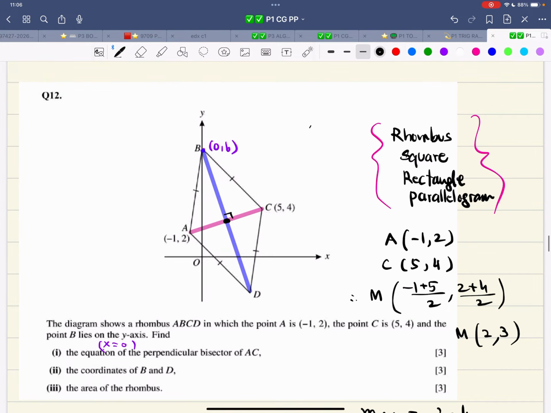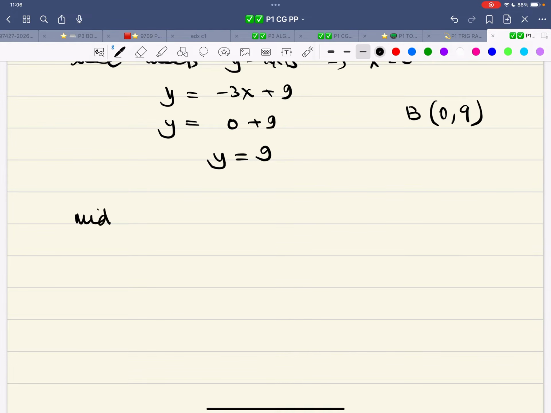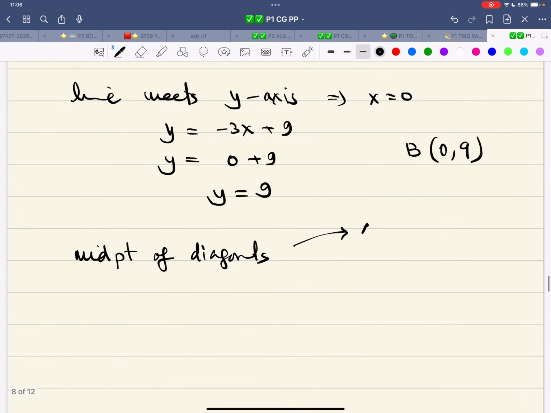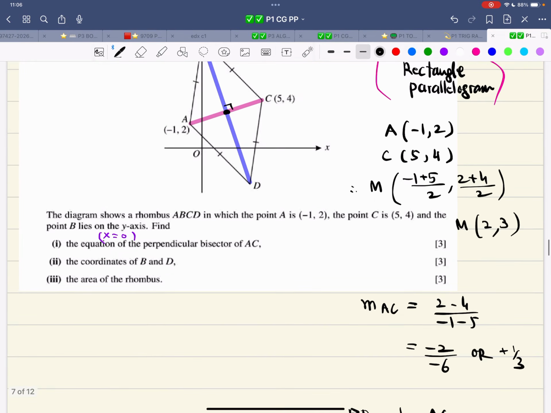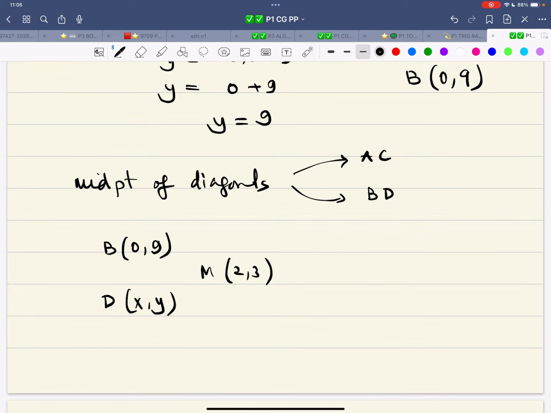And as far as D is concerned, again the midpoint. So, midpoint of diagonals are the same. Whether it's the midpoint for AC and BD, whether it's for AC or for BD, it is the same. So we have B as 0, 9. We have D as x comma y unknown, and the midpoint is 2, 3. So again, focus on the colors, the red and the red and the red.